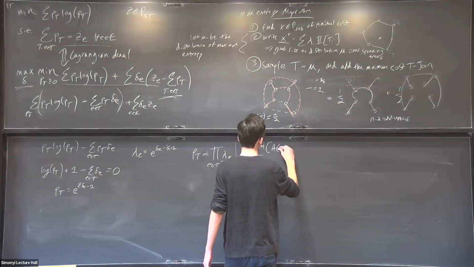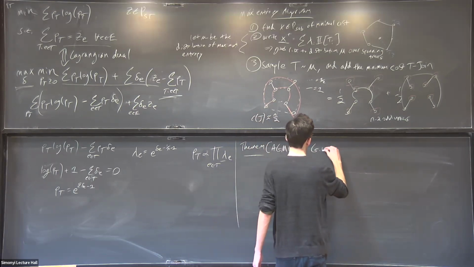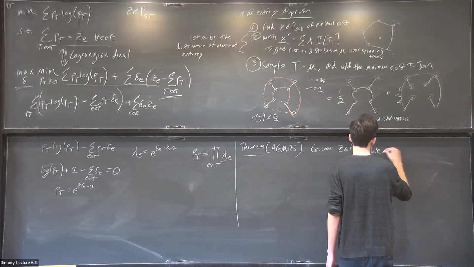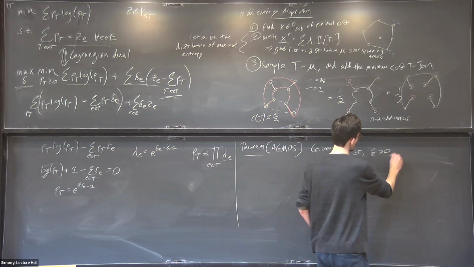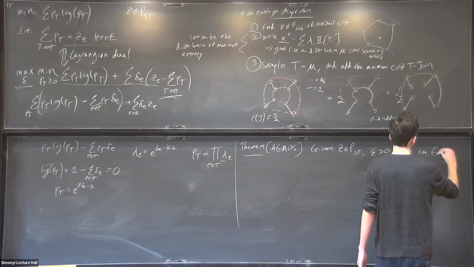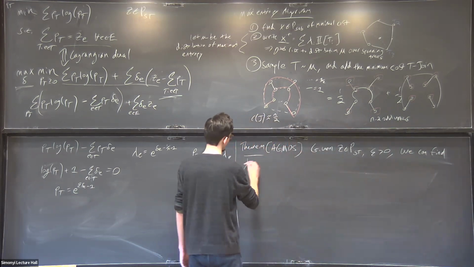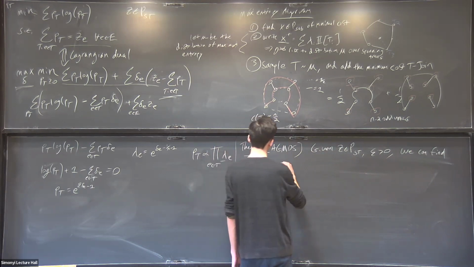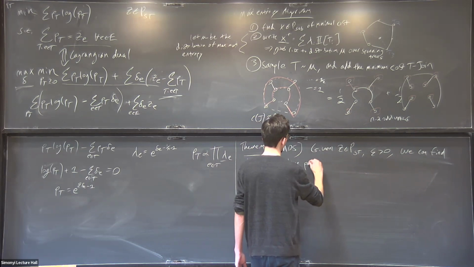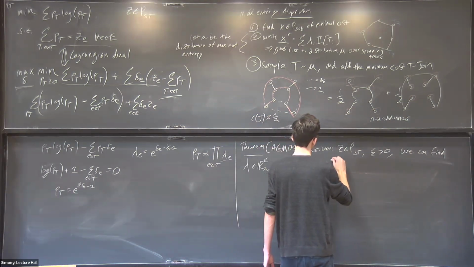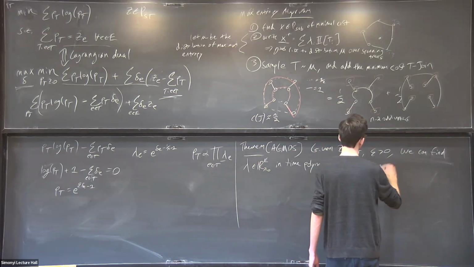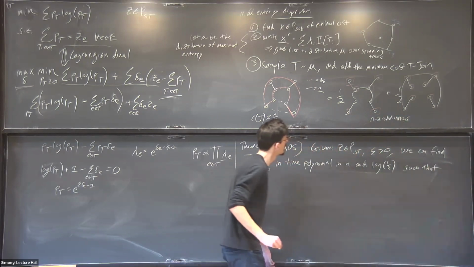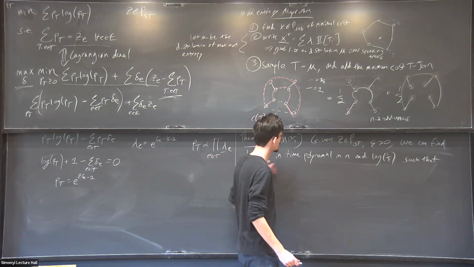And that's what was proved in this 2010 paper. Given a point in the spanning tree polytope and some epsilon, which is going to be our error, we can find lambda in time polynomial in n and log 1 over epsilon, such that up to this error, essentially this distribution has marginal z.